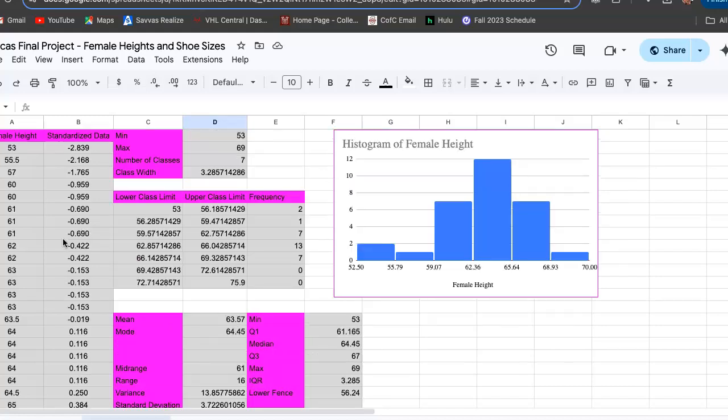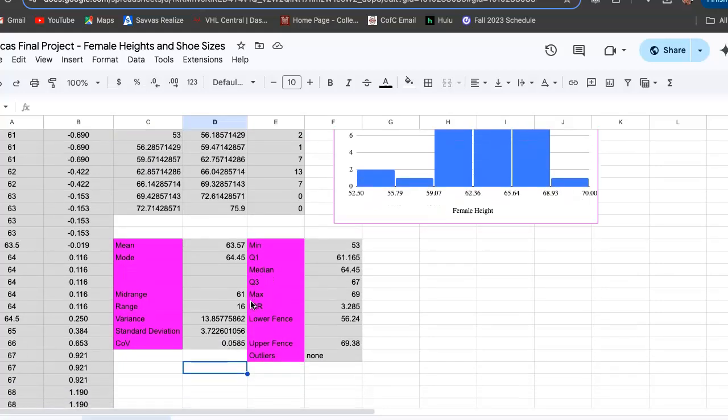So the histogram of the data shows a right skew distribution with higher values pulling the mean towards the right. This right skew tells us that the median will be greater than the mean because the larger values have a stronger influence on the mean. I also calculated the mean height, which is 63.57 inches, and the median, which is 64.45 inches.